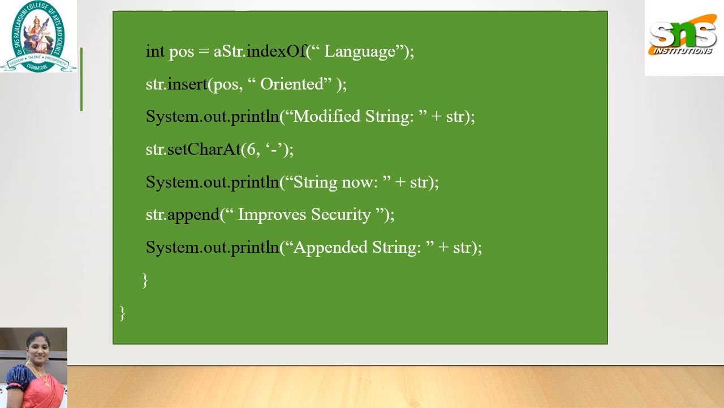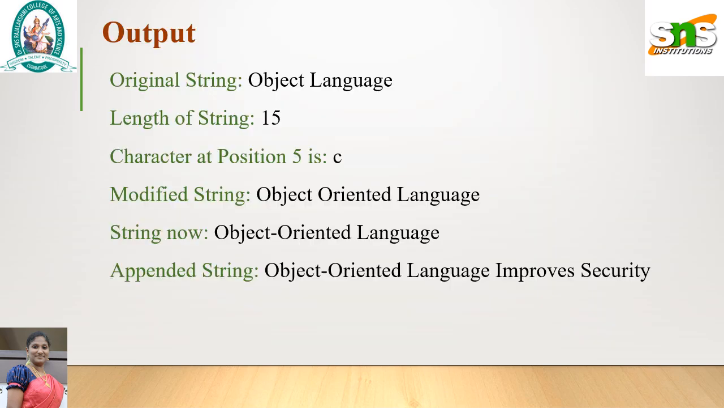I also used the append method to add a string at the end of the object. So the final output will be like this. The original string is object language. Length of the string is 15. The character at position 5 is C. The modified string, after inserting the word before language, becomes object oriented languages. After replacing, the spaces will be replaced with hyphens. After appending the strings, the result will be object oriented language, improves security. Thank you all.